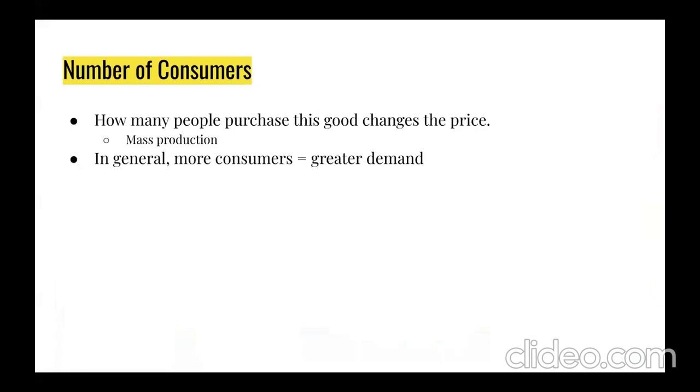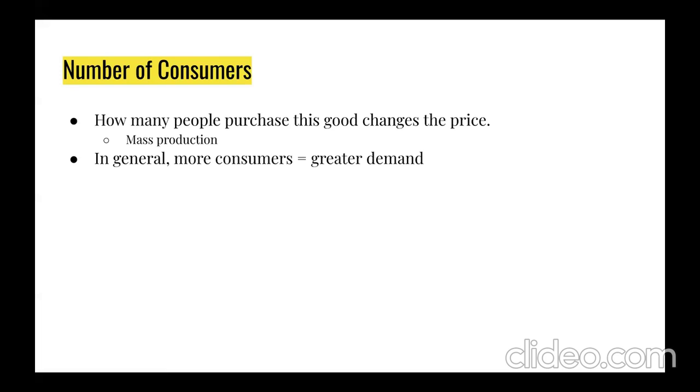Okay, so the next factor that can change demand is the number of consumers that you have. How many people purchase this good changes the price. If you have lots and lots of consumers who are interested in a product, then you may start mass producing it. When you mass produce something, typically the price of producing each good goes down. So if the cost of producing it goes down, then the producer can sell it for less. So it changes the price.